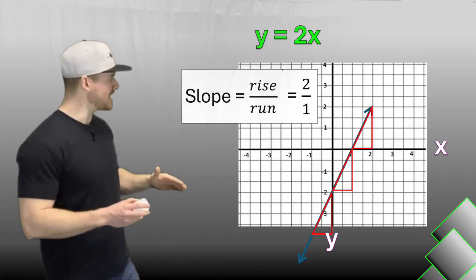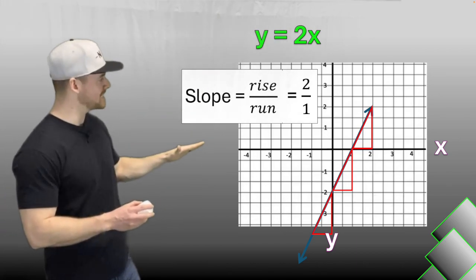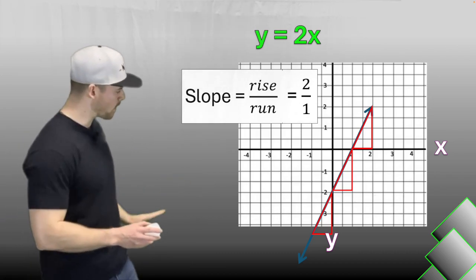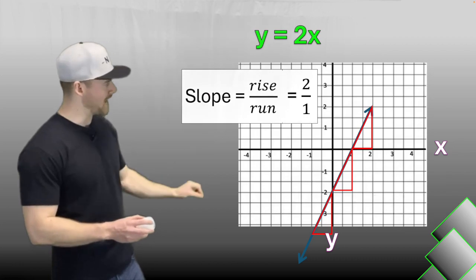What we have to add in now is how high or low this is, based off where it intersects on y, which is called the y-intercept. That's where your line crosses the y-axis.